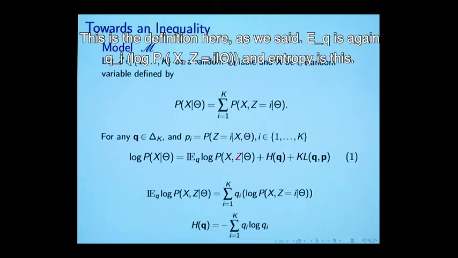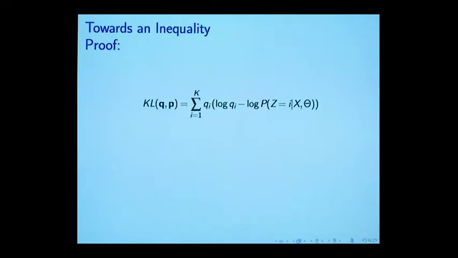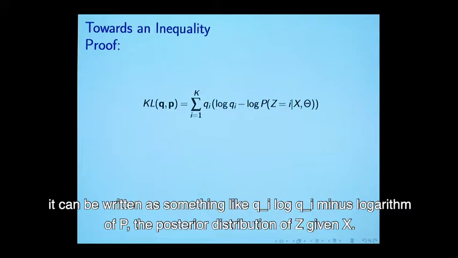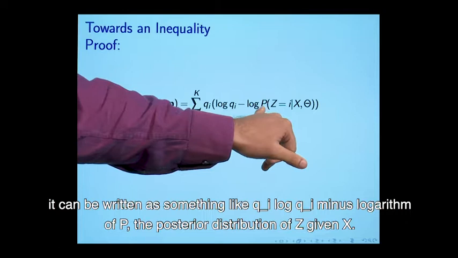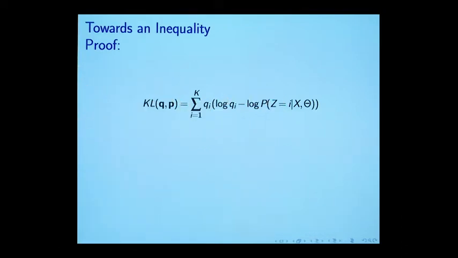Okay, so this is the definition here, as we said, E of Q is Qi log P of x, z equal to I and theta, and entropy is this. So, fine, we will have to establish this relationship 1, right. So, let us do this now. Recall, let us look at KL of Q comma P. The KL of Q comma P, as defined a few slides back, can be written as the sum of Qi log Qi minus logarithm of P, the posterior distribution of z given x, right. This is the KL of Q comma P.